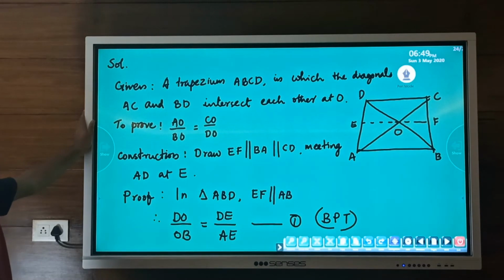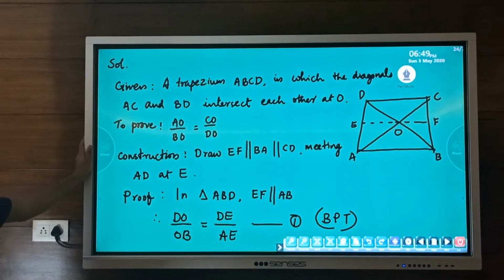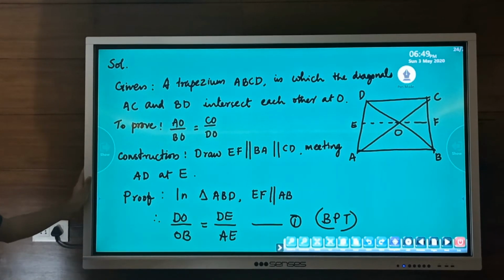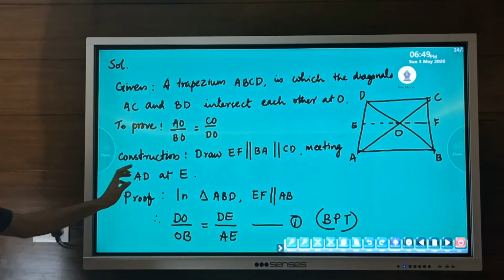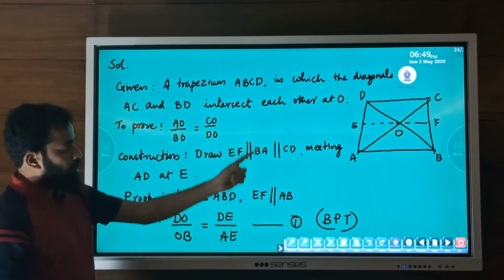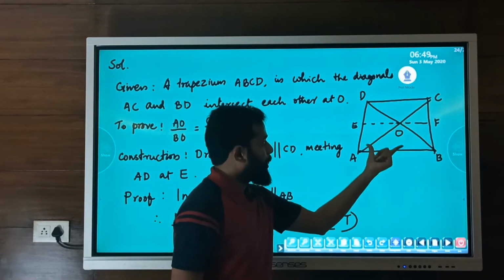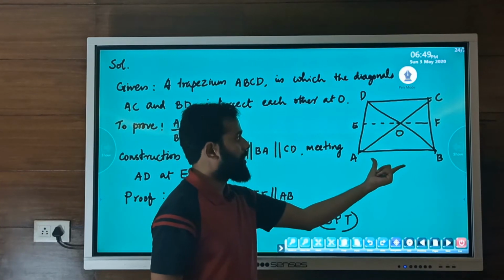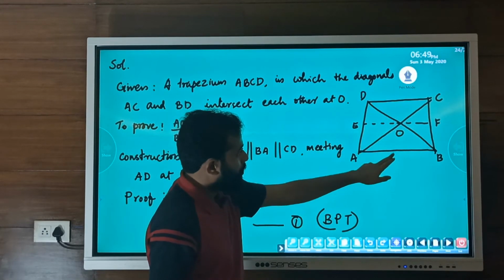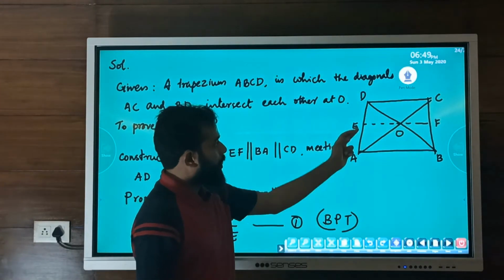So, the additional construction that we have to do in this question is to draw EF, the dotted line, EF parallel to BA, which is parallel to CD. That means we are constructing EF parallel to AB. Last year we studied a theorem: lines which are parallel to the same line are parallel to each other. Because in a trapezium a pair of opposite sides are parallel, AB parallel to DC, and by construction EF is parallel to AB. AB is already parallel to DC, so we can write like this: EF parallel to AB, which is parallel to CD, meeting AD at E.